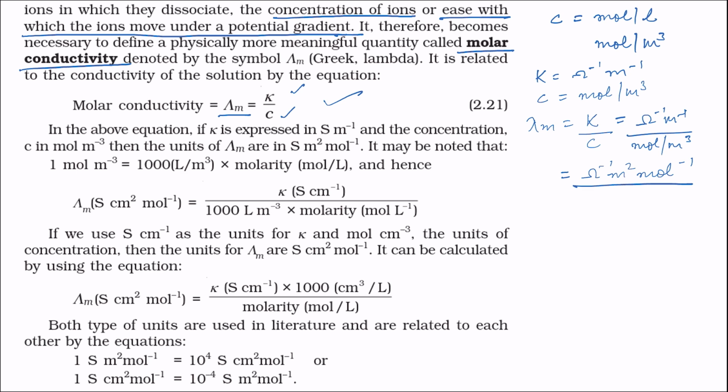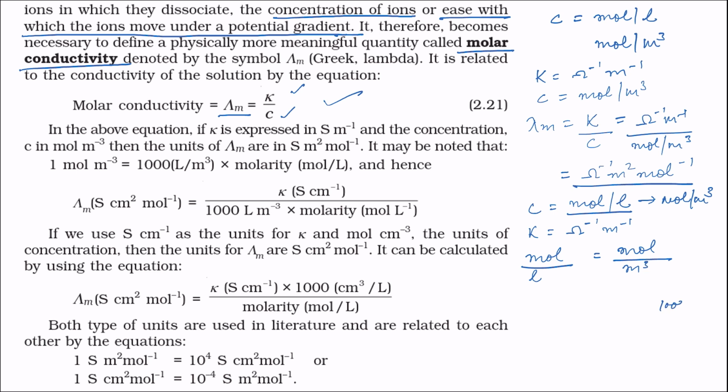Now, what if the concentration of the electrolyte solution is given in mole per liter and conductivity has unit per ohm per meter? In that case, mole per liter has to be converted into mole per meter cube. How to do this conversion? 1000 liter is equal to 1 meter cube. Then 1 liter is equal to 10 to the power minus 3 meter cube, or 1 by 1000 meter cube. So to convert liter into meter cube, liter has to be divided by 1000.